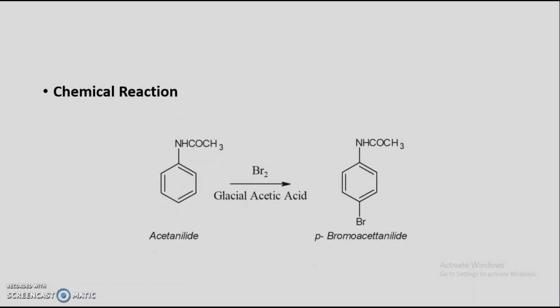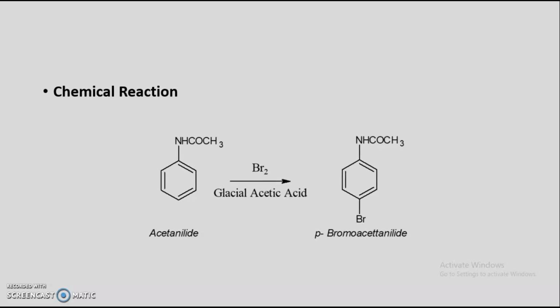So let's start. First we will see the chemical reaction behind the synthesis of para-bromo acetanilide. Here you can see the chemical reaction. You can remember that para-bromo acetanilide is synthesized from acetanilide. Here you can see the structure of acetanilide.